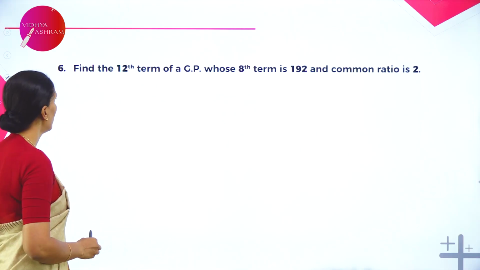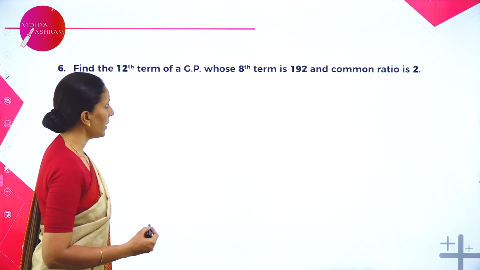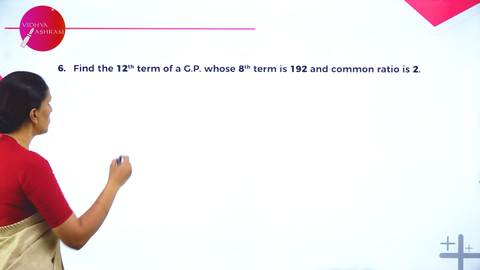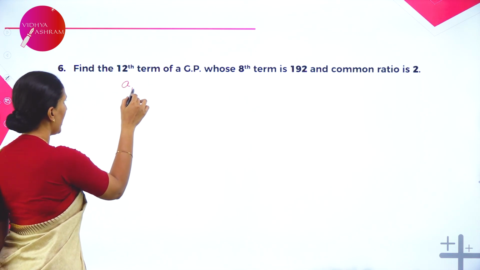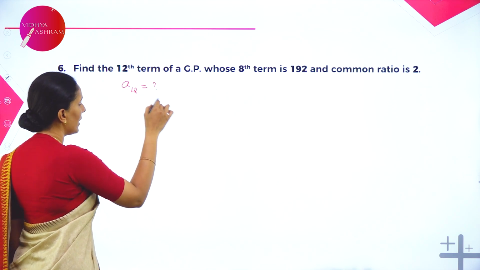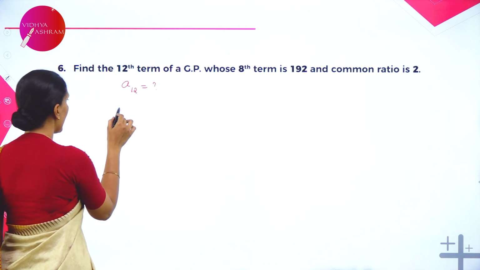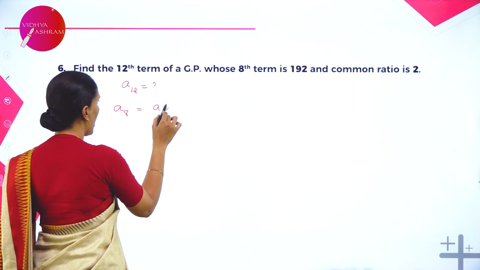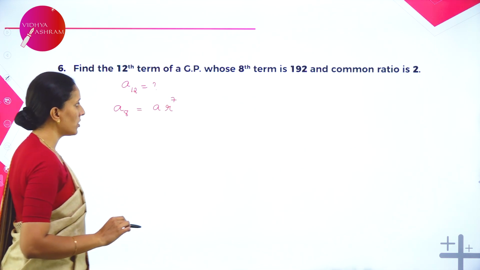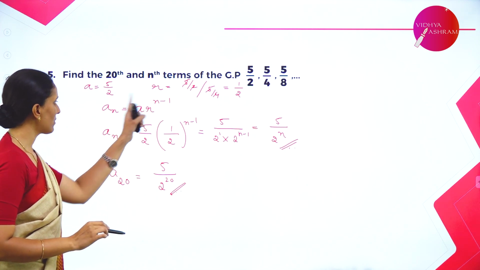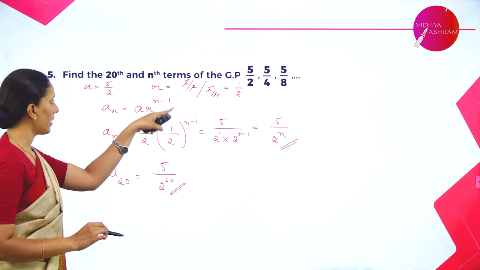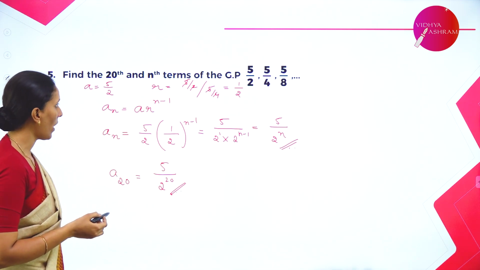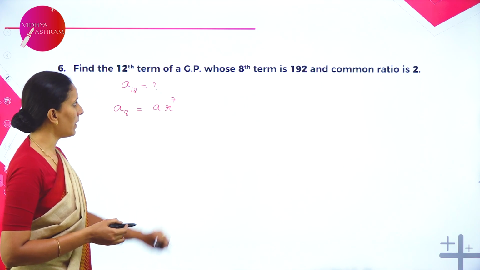Next question. Find the 12th term of a GP whose 8th term is 192 and common ratio is 2. So we need to find out the 12th term, A12. They have given the 8th term, that is A8. A8 can be written as A into R to the power 7, because the general formula is A R to the power n minus 1. If you want 10, A R power 9. If you want 5, A R power 4. So the power of R decreases by 1. Therefore here it is A R to the power 7.